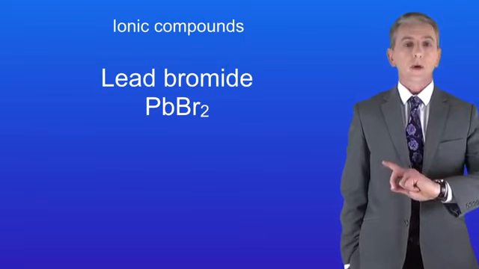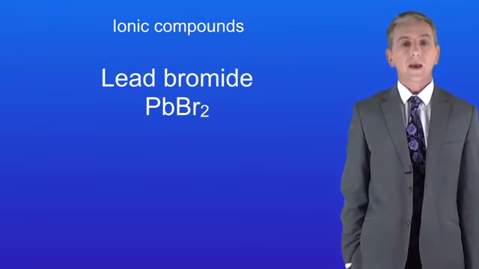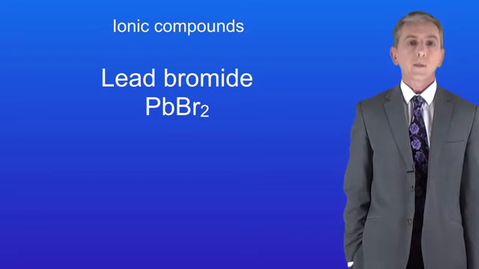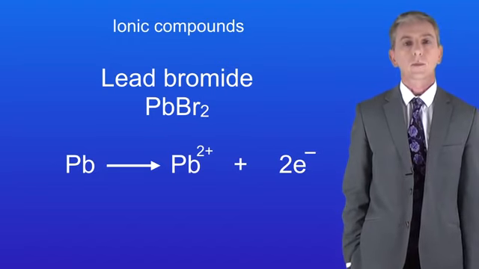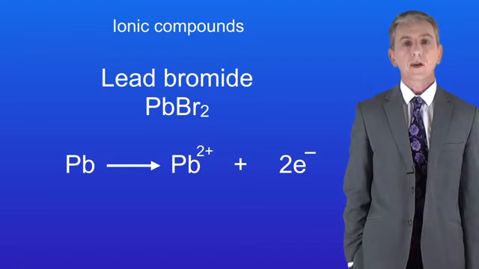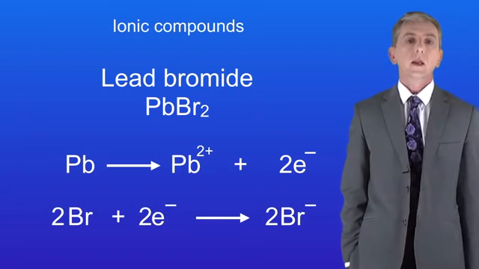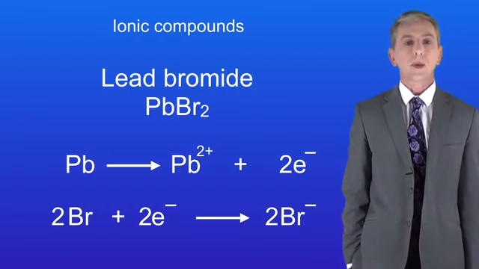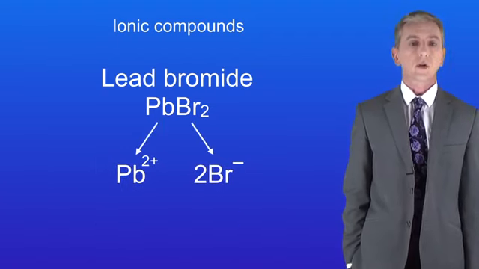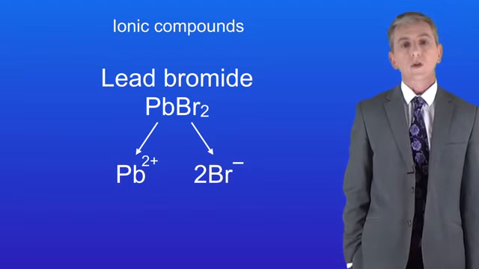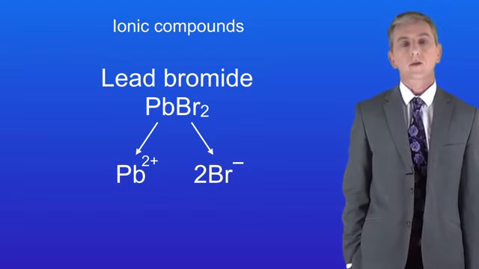This is the ionic compound lead bromide. This is formed when lead reacts with bromine. When lead bromide forms, a lead atom loses 2 electrons like this, forming the lead ion Pb2+. These 2 electrons then pass on to 2 bromine atoms, forming 2 bromide ions Br- like this. Now we formed our ionic compound PbBr2. So as you can see, lead bromide contains 2 different ions, the lead ion Pb2+ and the bromide ion Br-.